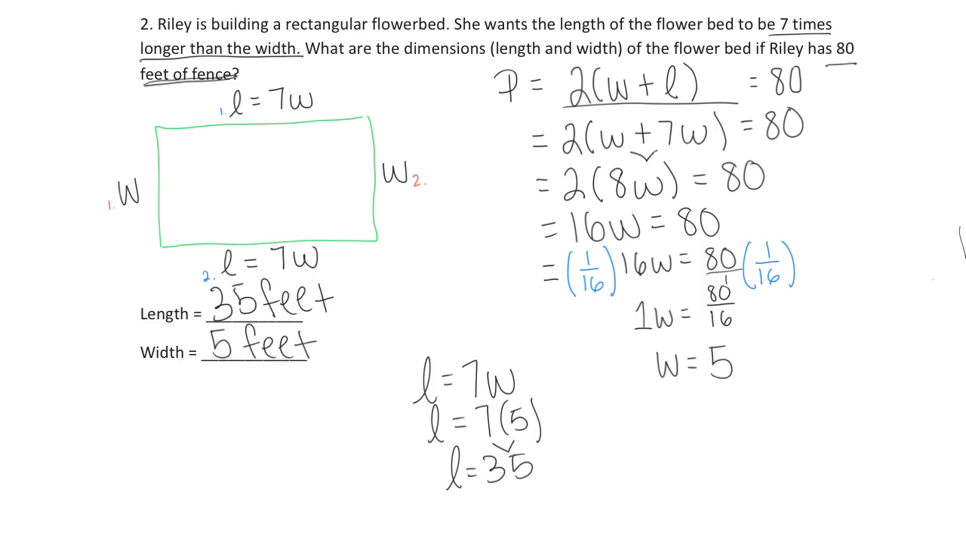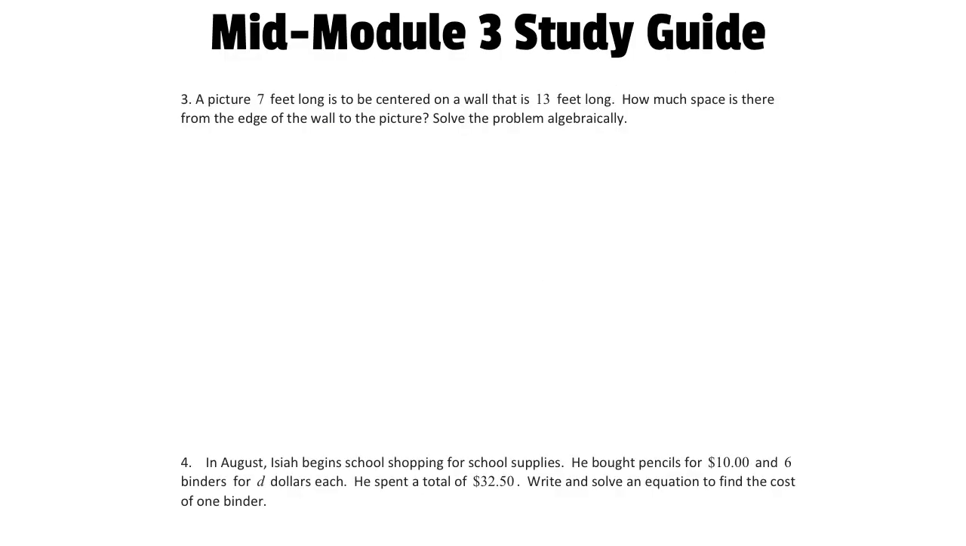All right, let's go on to number 3. A picture 7 feet long is to be centered on a wall that is 13 feet long. How much space is there from the edge of the wall to the picture? Solve the problem algebraically. Let's first draw a picture of our wall.